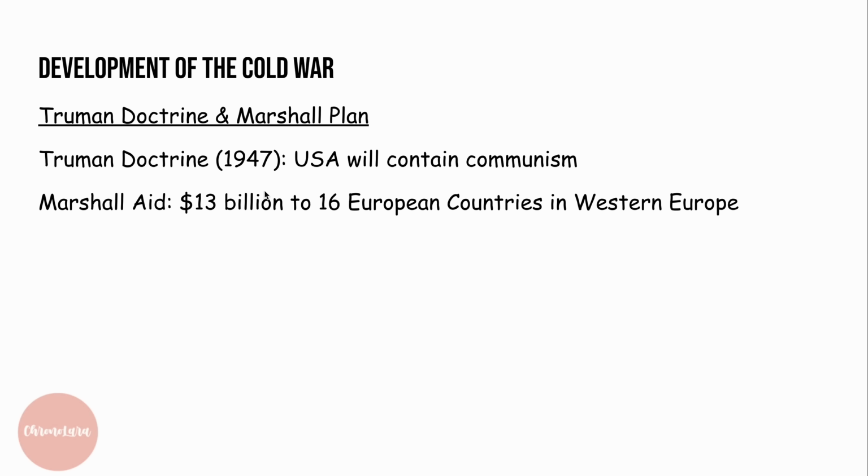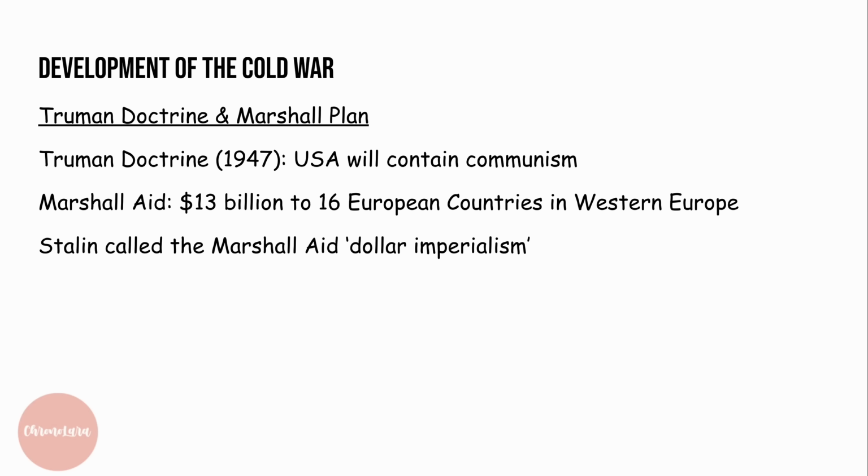And a way they do this is to make themselves look good by using the Marshall Aid. Now, prior to the Marshall Aid, they had sent 400 million to Turkey and Greece to prevent them from turning communist, and also they had sent 12.7 billion to Western European countries. However, this Marshall Aid sent 13 billion to 16 European countries in Western Europe to make themselves look amazing and make capitalism look like the protector of people.